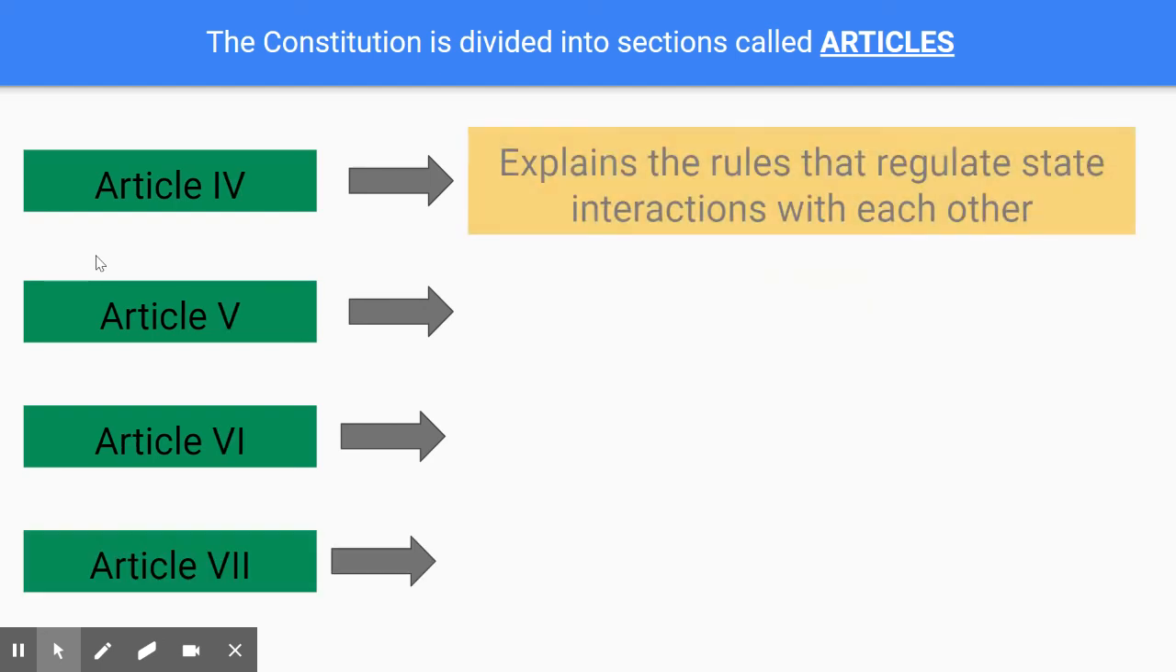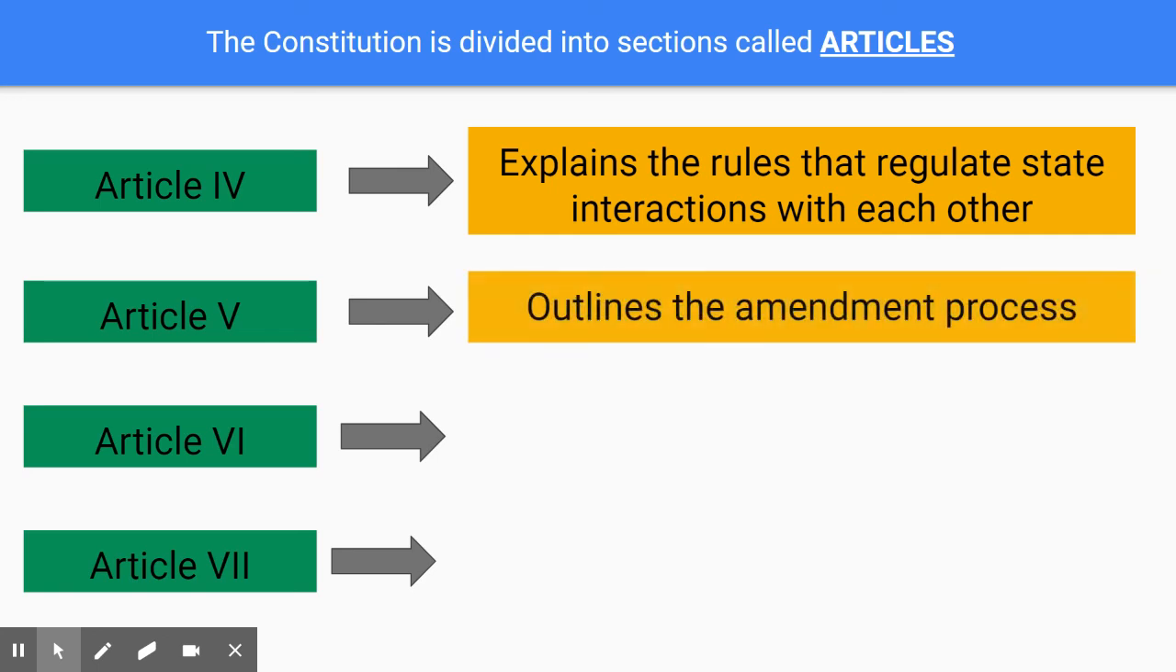Article 4 deals with the rules for the way the states interact with each other. In order for this government to function properly, the 50 states have to treat each other a certain way and respect each other. Anything dealing with the rules that guide how the states interact with each other can be found in Article 4. Article 5 outlines the amendment process and how the Constitution can be updated and how changes can be added to the Constitution as we go through time.